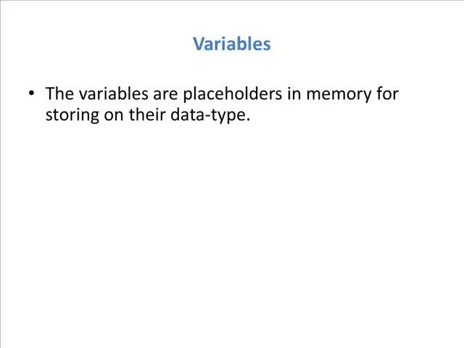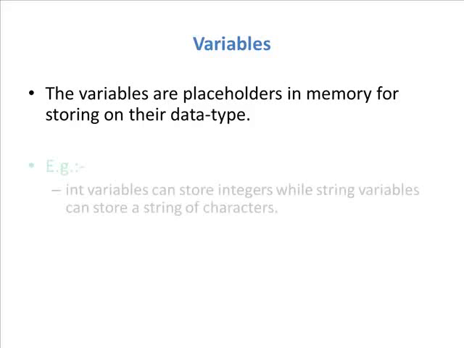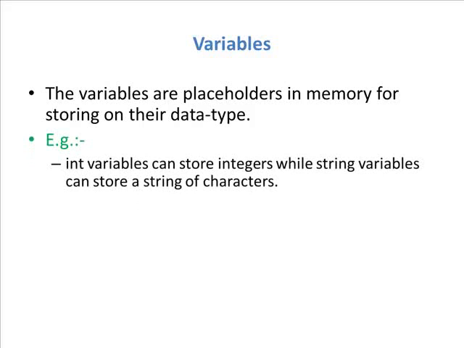Variables. The variables are placeholders in memory for storing data of their data type. Example: int variables can store integers, while string variables can store a string of characters.